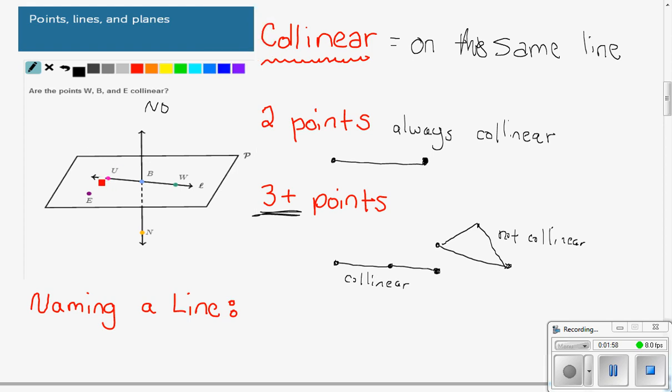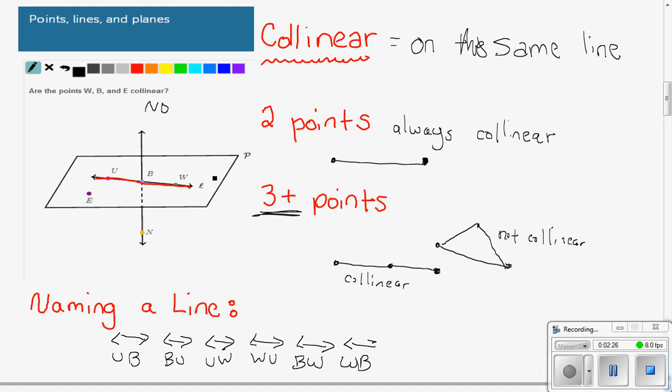If we take this line right here, we name a line with 2 points on the line. So this line could be named line UB, could be named line BU, could be named line UW, line WU, line BW, line WB. Since we have this cursive letter out here, it can also be named line L with the cursive L.